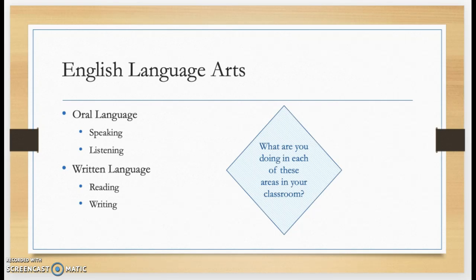So when we think about English language arts in Virginia, and when we look at our standards, we're thinking about oral language and we're thinking about written language. For oral language, we're talking about speaking and listening. Sometimes we forget about listening, but we want to make sure that we're thinking about speaking and listening. And when we think about written language, we think about reading and writing. Those are the areas that we're going to explore more in depth as we move through this course.